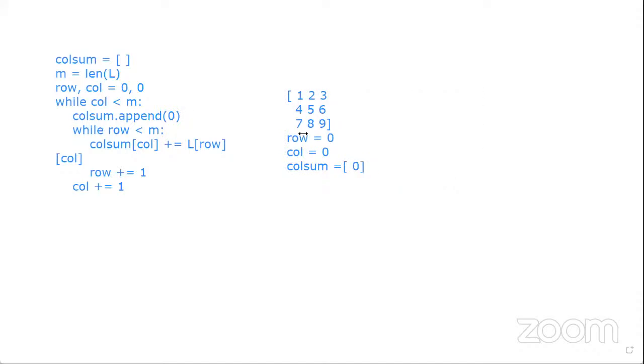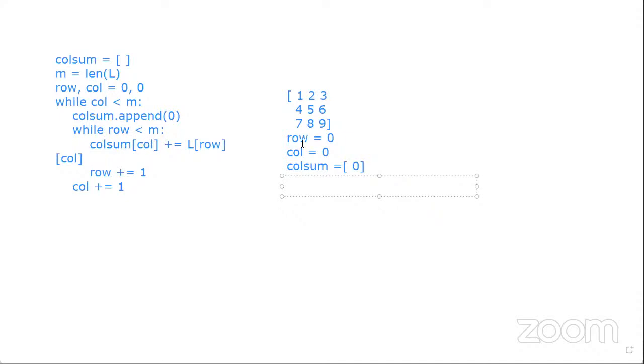So what is m here? m is the order of the matrix, the size of the matrix. So after this, we have colsum equals 0, right? Then while row is less than m, initially we have row equals 0, right?